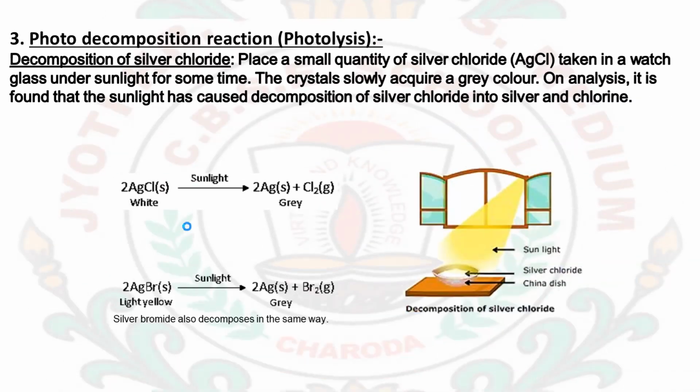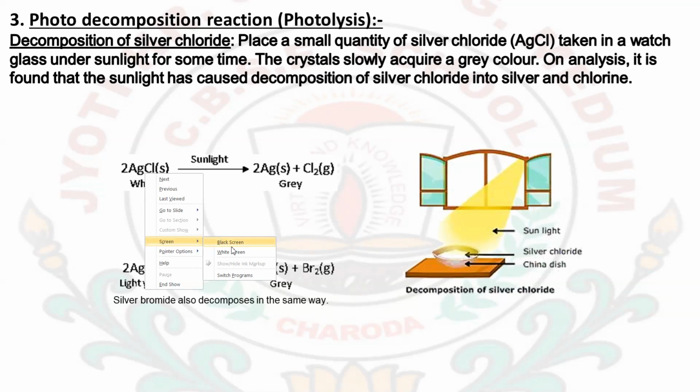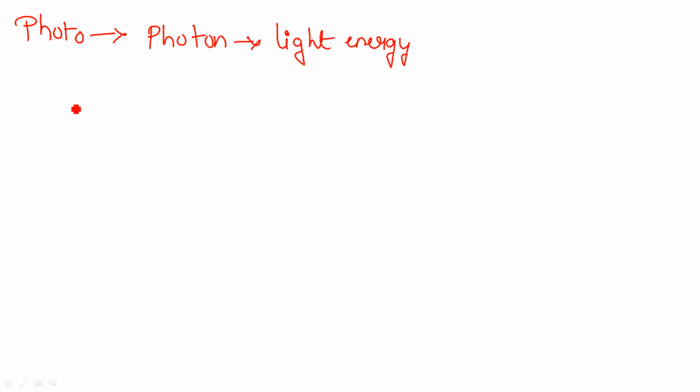And the last type of decomposition reaction is the photo decomposition reaction. But first I want to bring your attention to this word photo. This word photo is derived from the word photon, and this photon is related to light energy. Which is the major source of light energy for the earth or for us? It is the sun.